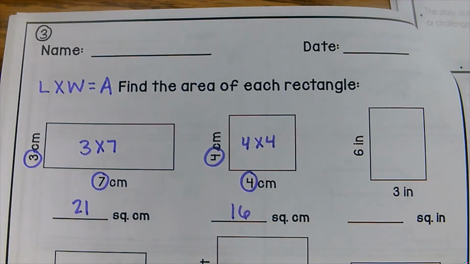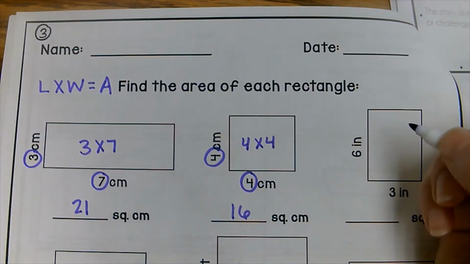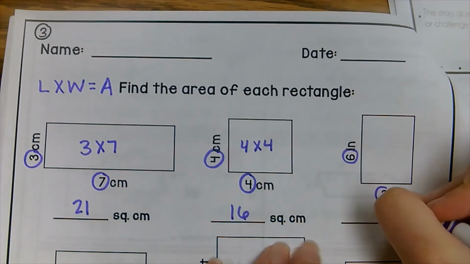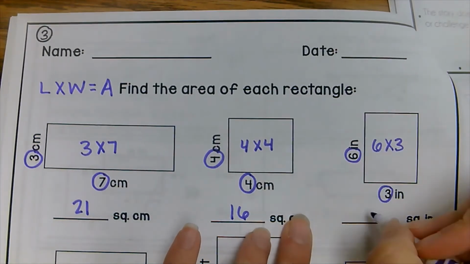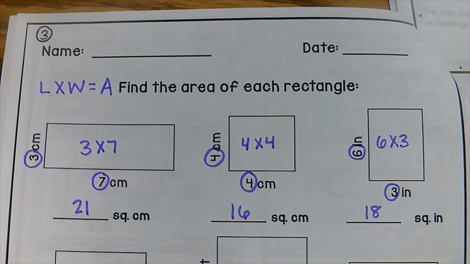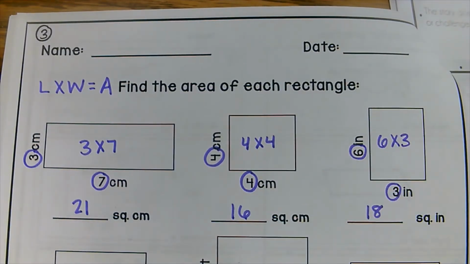16 square centimeters. Awesome. You guys are professionals at this one by now. Try one more with me. 6 times 3, 18 square inches. Good. Go ahead and practice some more perimeter problems, or area problems.